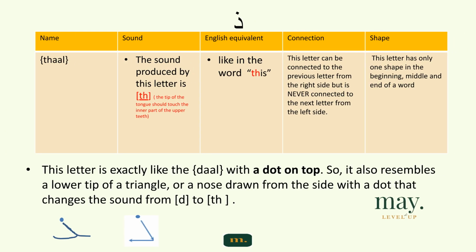Our next letter is thaal. The sound produced by this letter is th. The tip of the tongue should touch the inner part of the upper teeth, like in the word this.